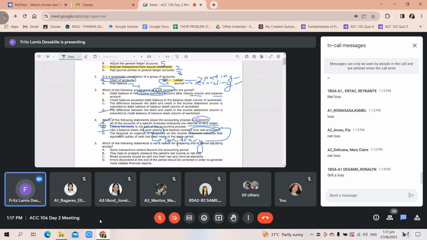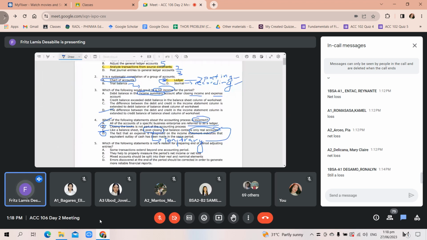Lastly, the fact that an expense is recognized on the income statement indicates that an equivalent outlay of cash has been made in the same period. Letter D is also wrong. Wait, I got confused. D is wrong, obviously. Let me explain why letter D is wrong.